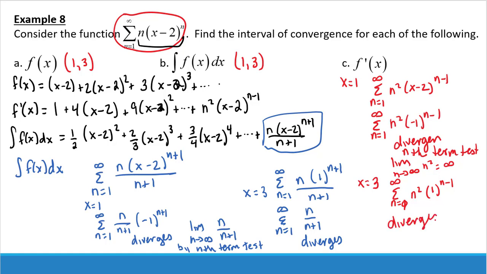Now, the book has an example where they're not all the same, where one of the endpoints actually works. So you're welcome to read the book and go through that example if you want. I apologize for the super long video. Realize it would have been a lot longer if I had done those additional examples. All right, thank you for watching our power series, and really its interval of convergence.